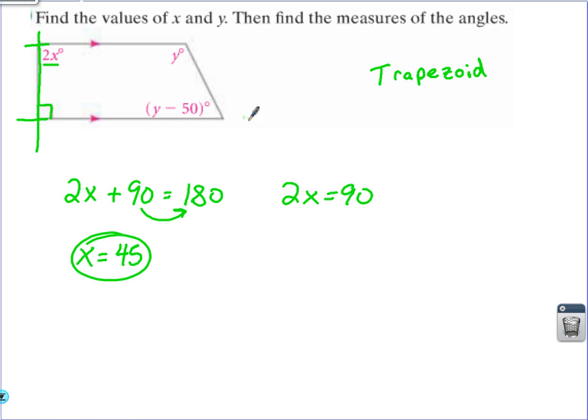You again have parallel lines cut by a transversal. They don't draw the whole parallel line. They don't draw the whole transversal. But these two angles, y minus 50 and y, are they same? Excuse me. Are they alternate interior, alternate exterior, same side interior, same side exterior?